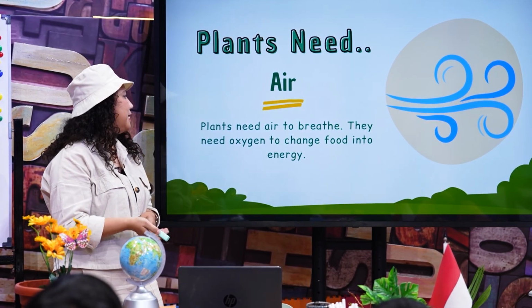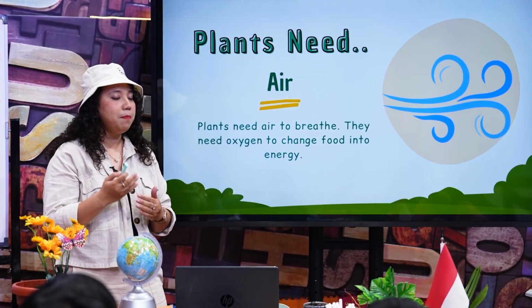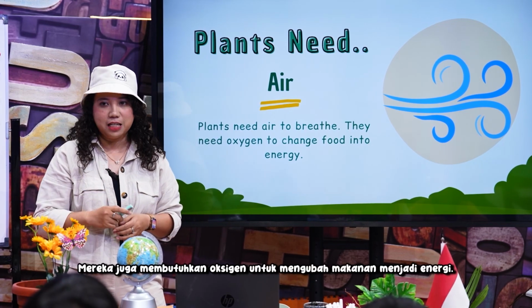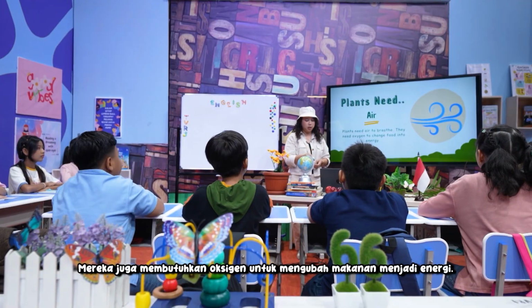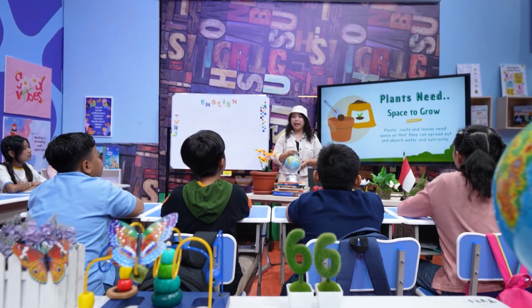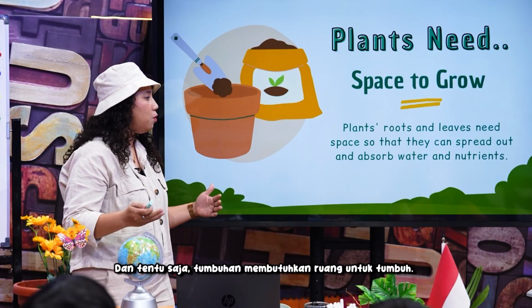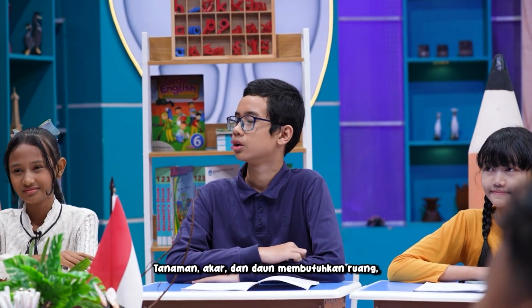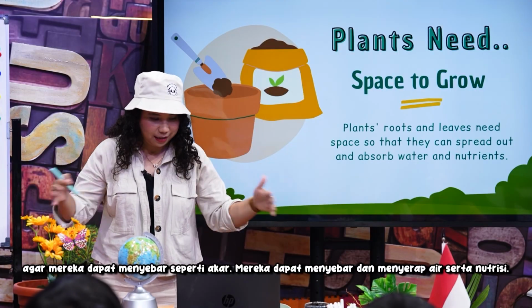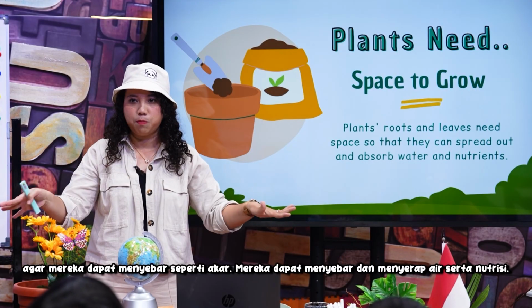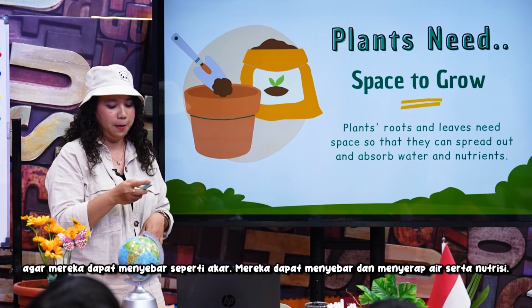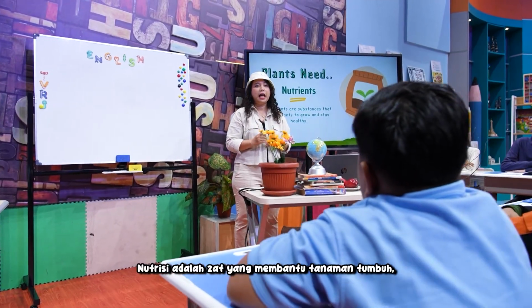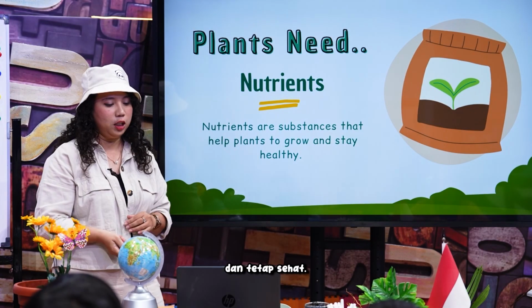And they need the air. Plants need the air to breathe. They need oxygen to exchange the food into the energy. And of course, they need the space to grow. Yeah? Plants' roots and leaves need the space so they can spread, like the roots, they can spread and absorb the water and nutrients. Plants also need the nutrients. Nutrients are substances that help plants to grow and then stay healthy.